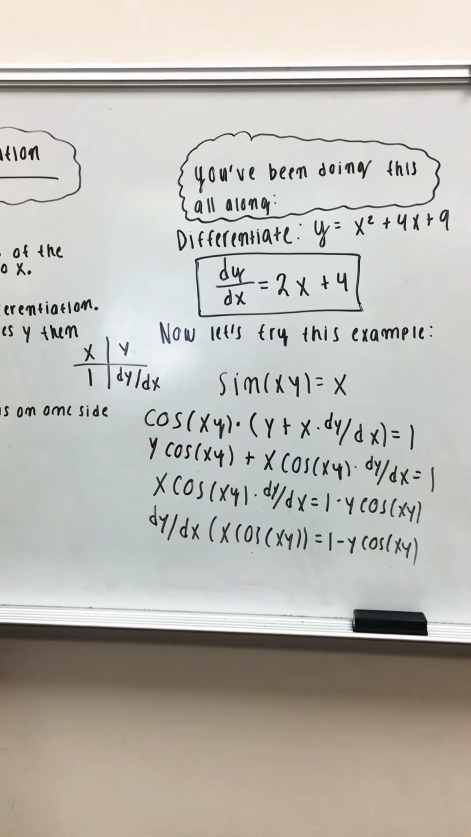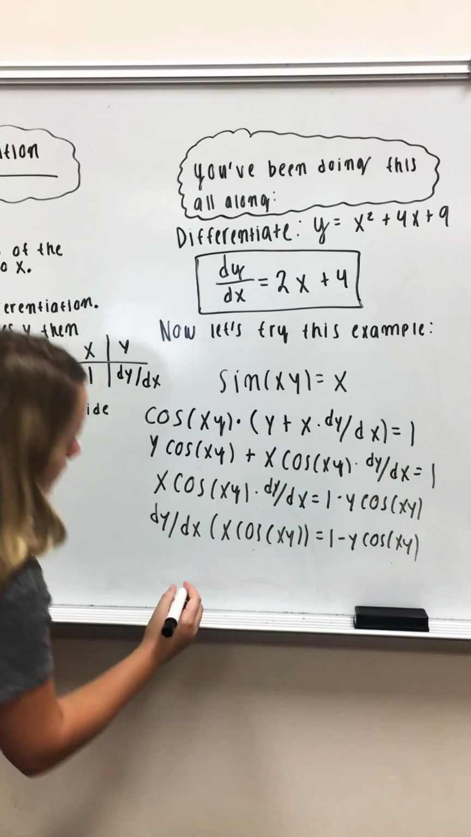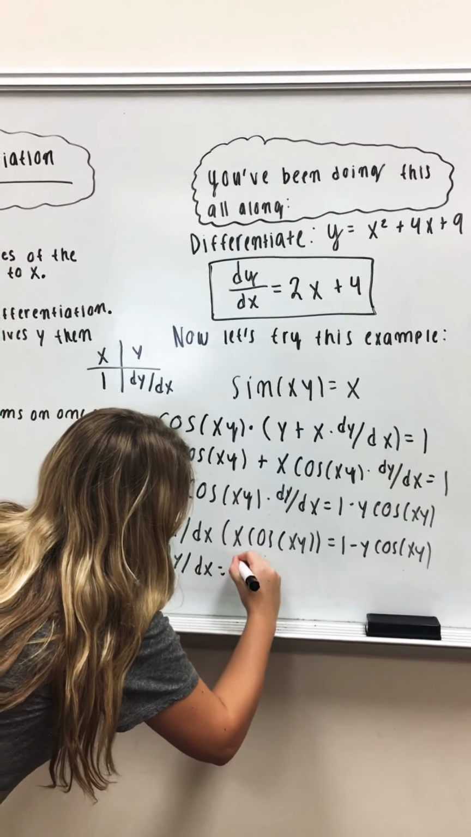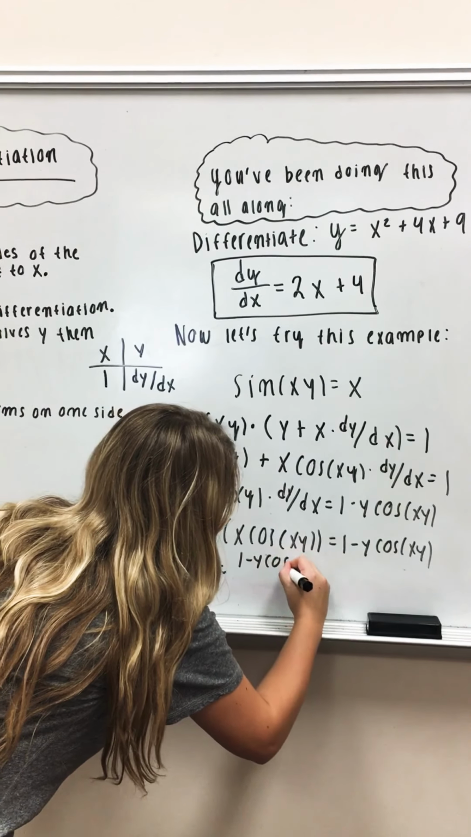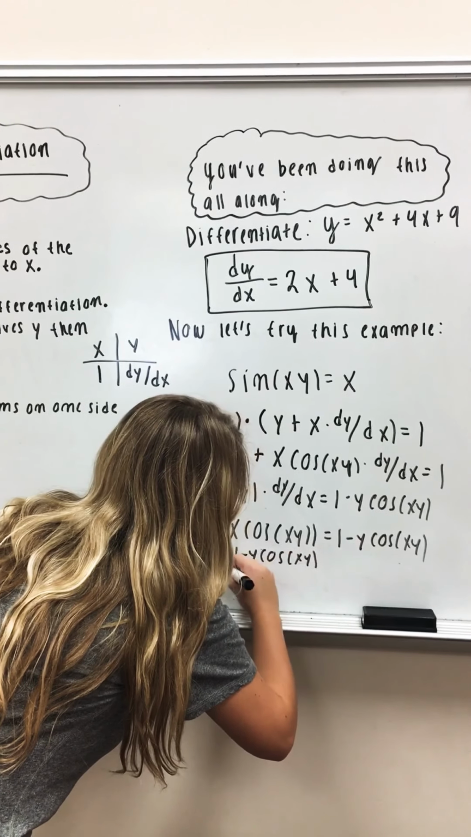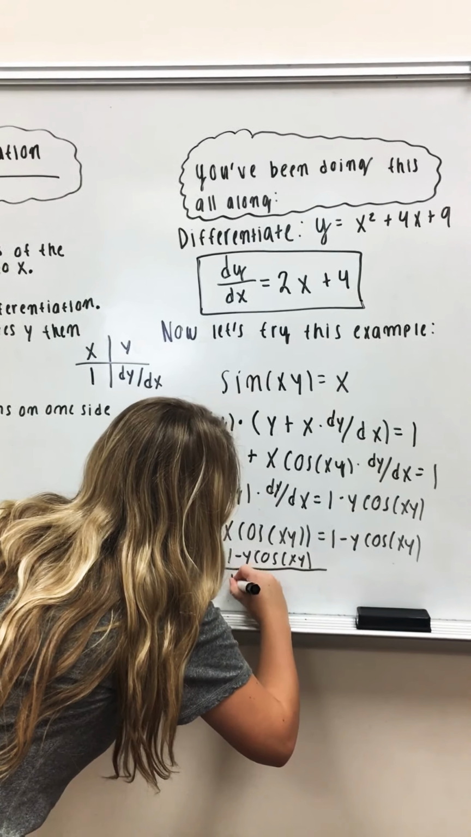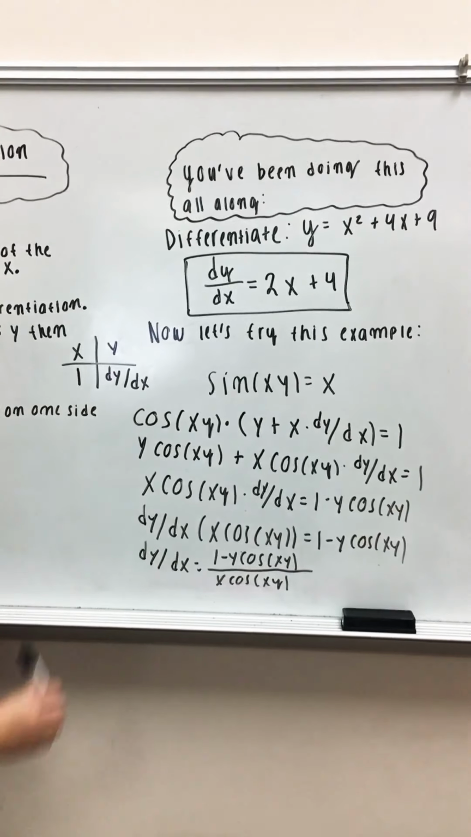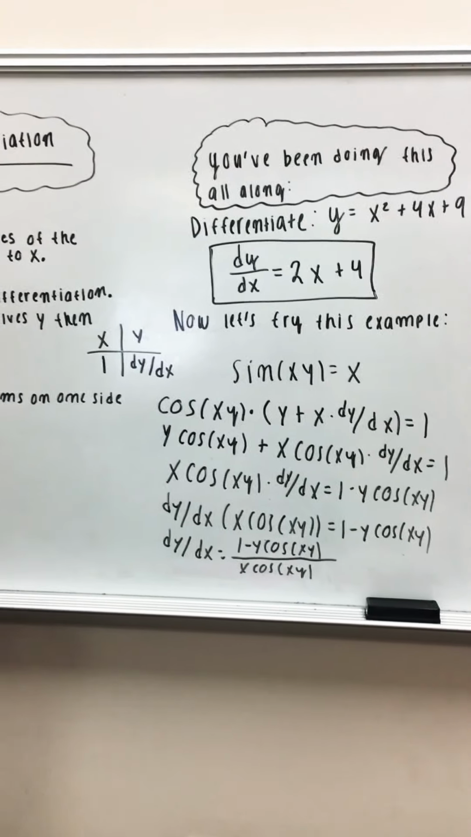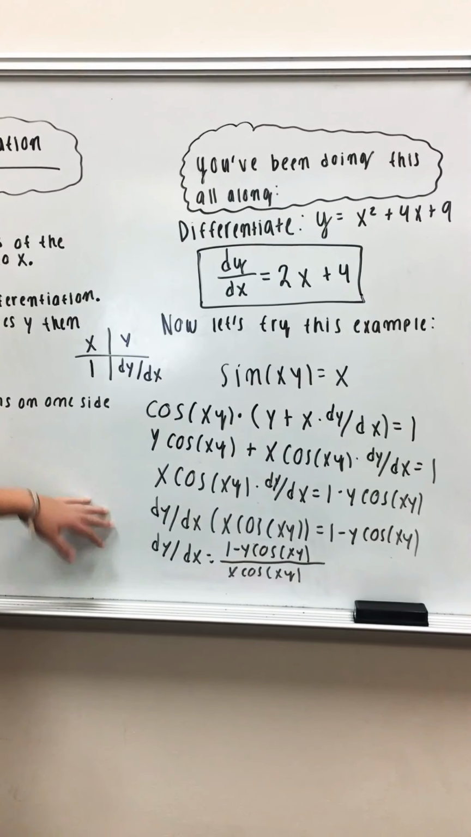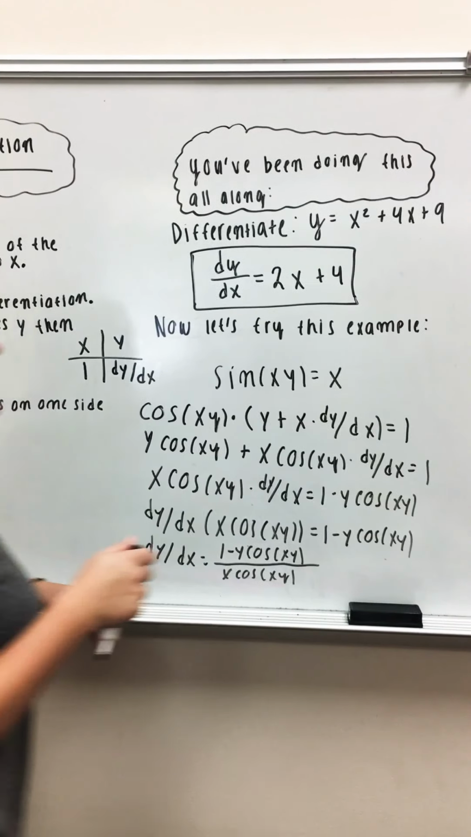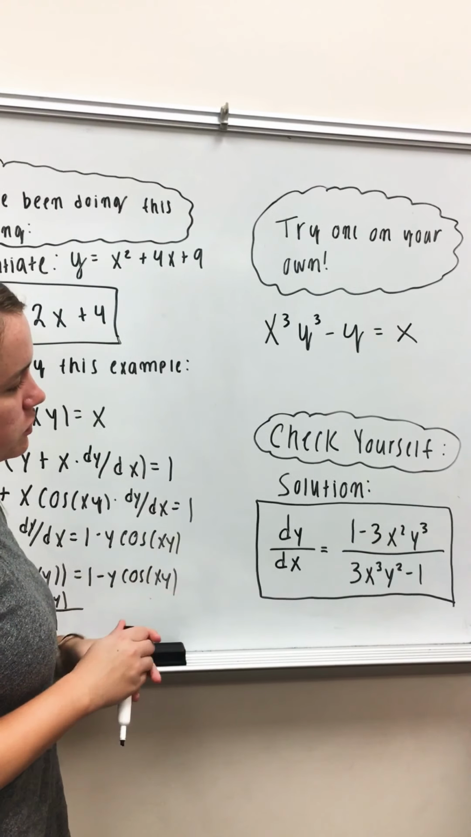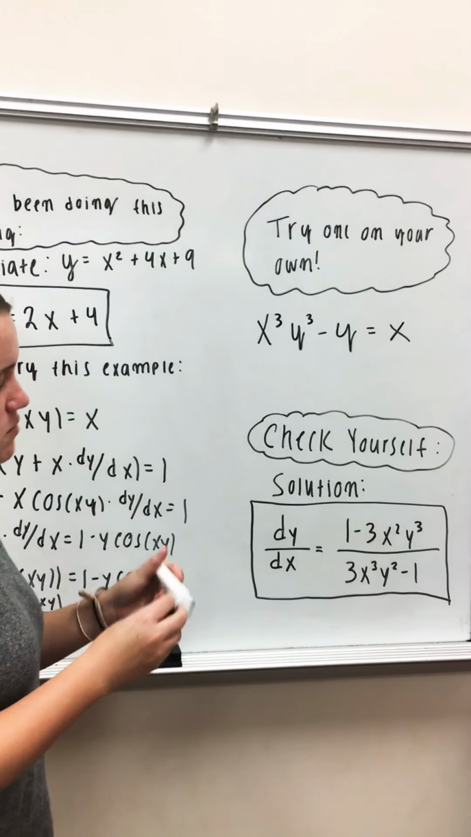And then we are going to solve for dy over dx by dividing. And so you're going to have dy over dx is equal to 1 minus y cosine of xy over x cosine of xy. That's your derivative. And then you can leave it. That's good. You don't have to simplify it any further. And if you want to try this one on your own and check yourself with the solution, and see if you have mastered implicit.